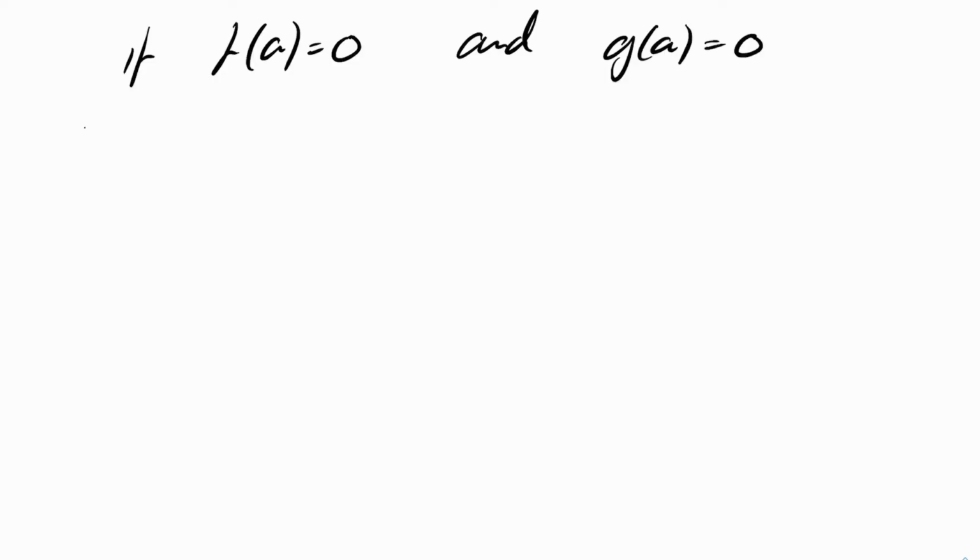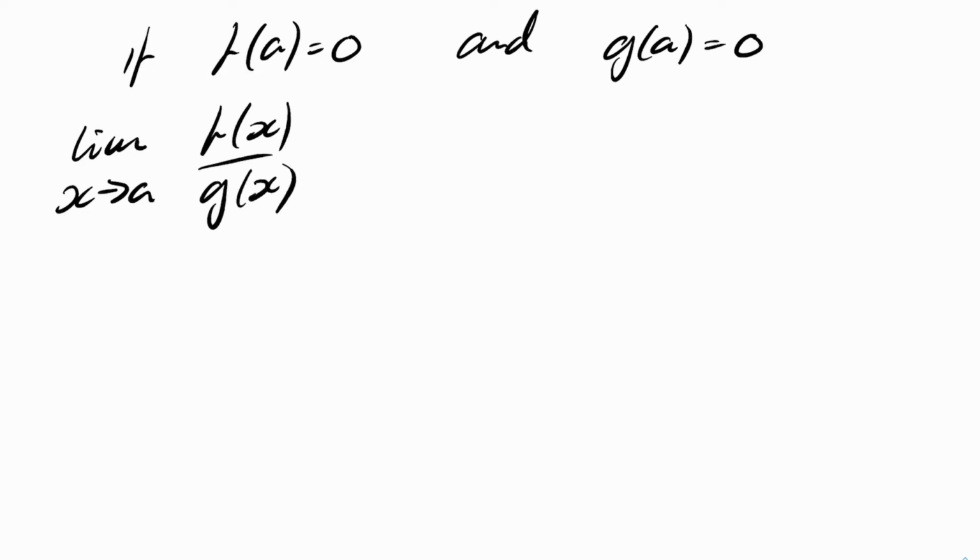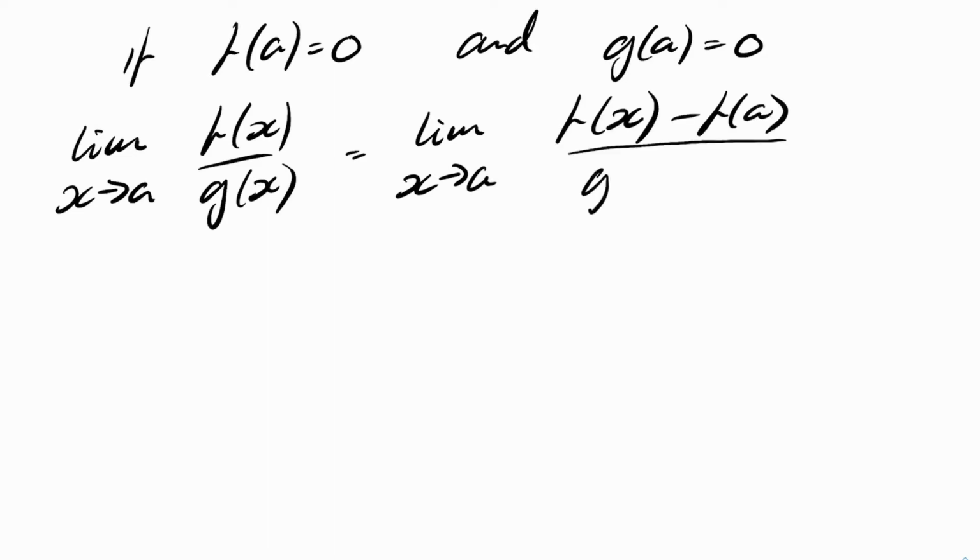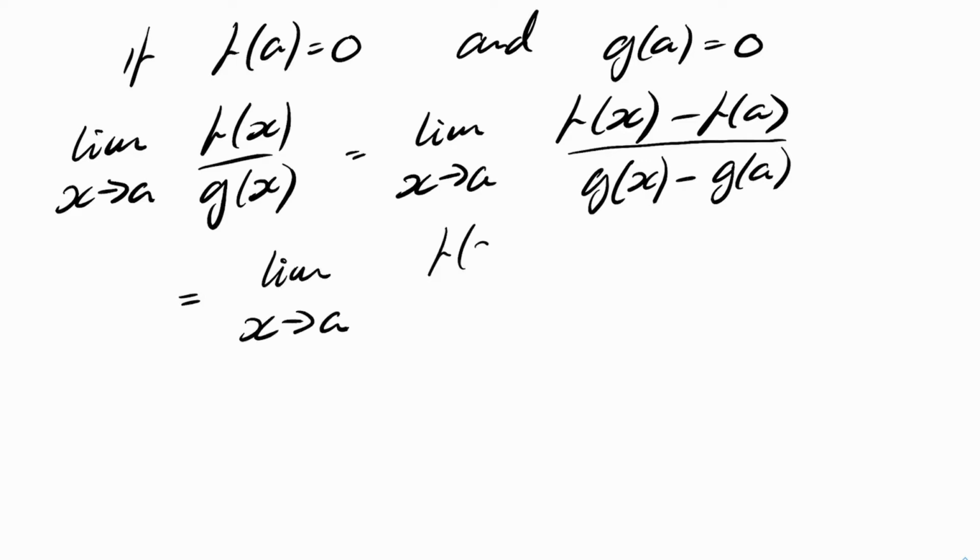If we have two functions f and g, then we can calculate the limit as x tends to a of f of x over g of x as follows. Because the functions themselves are tending to 0 as x tends to a, I can write f of x as f of x minus f of a because f of a is 0. Similarly for g. Why do I do that? Well, bear with me.